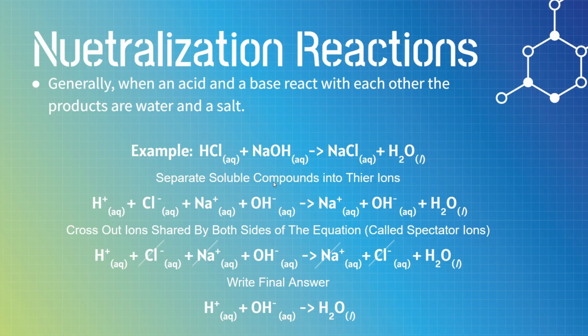So let's do what we did before. Let's separate soluble compounds into their ions, which is H+, Cl-, Na+, and OH-. And then that'll become Na+, Cl-, plus H2O. So we cross out the ions that are shared by both sides, which is Cl-, Na+, and then write our final answer. Our net ionic equation is H+ plus OH- becomes H2O.